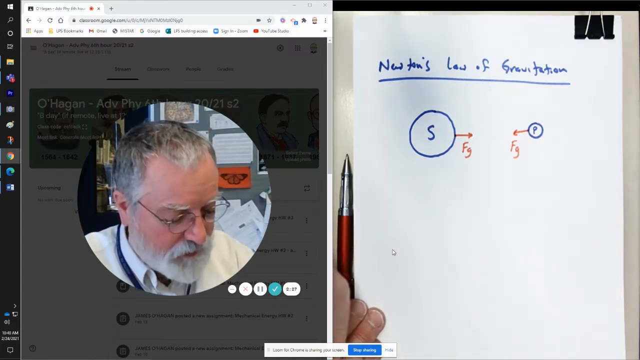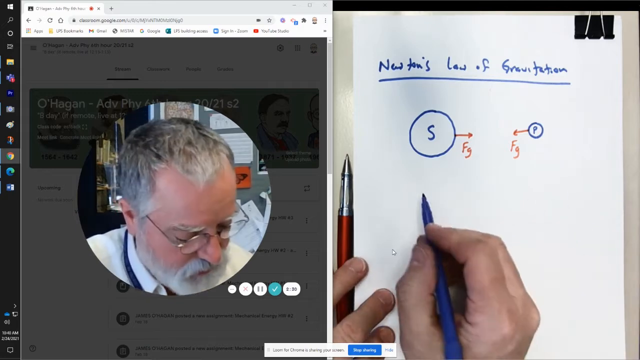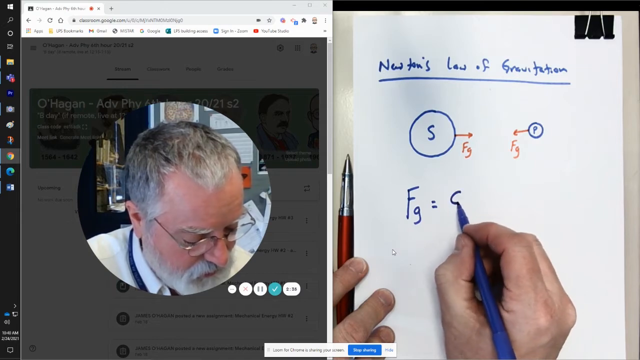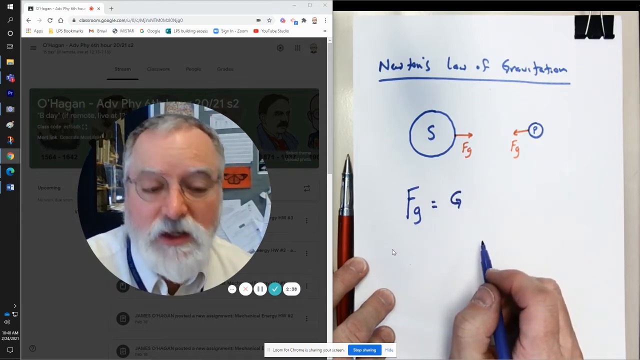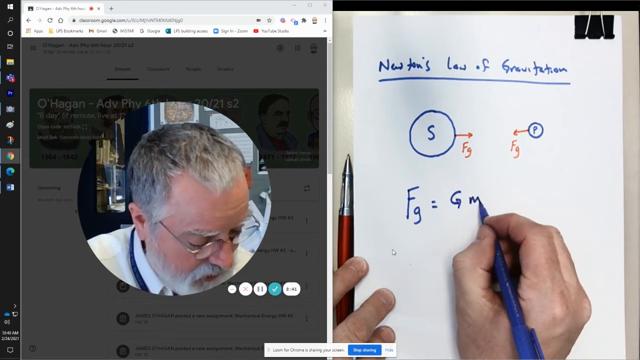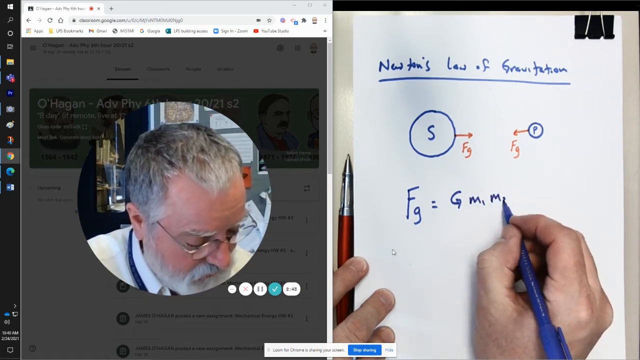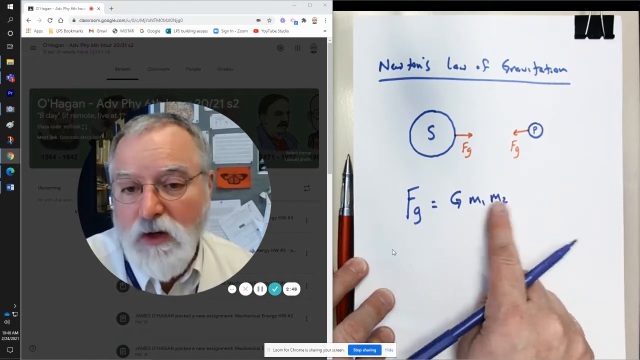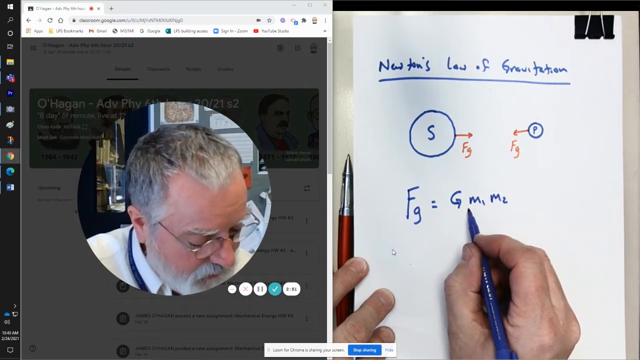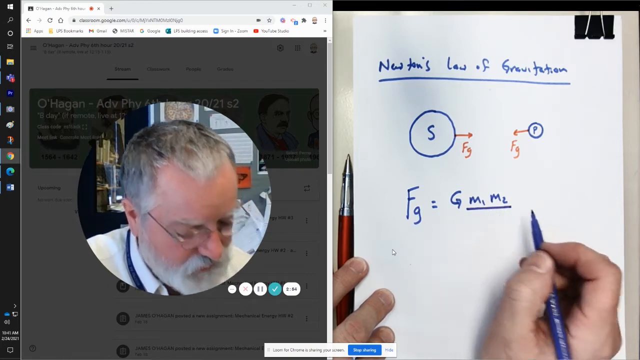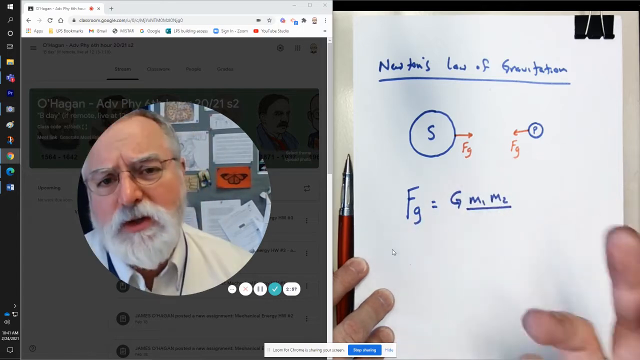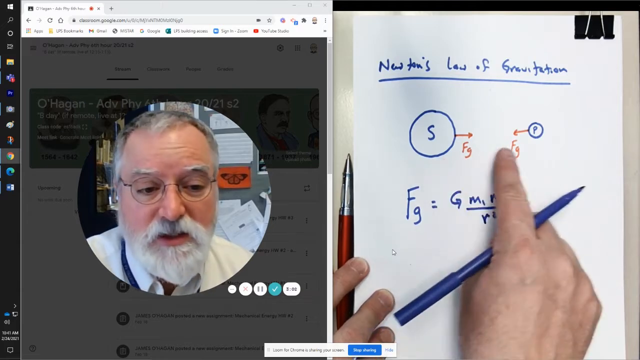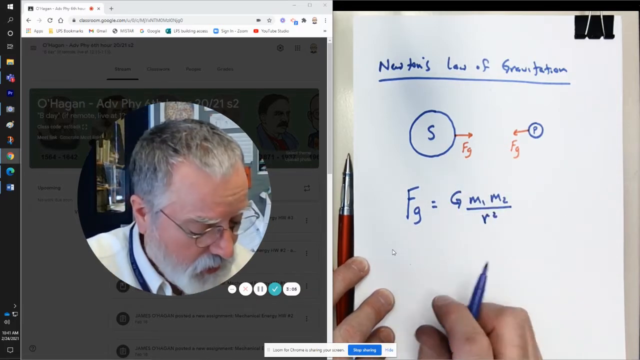Here's how you come up with this force of gravity. We had it before, just bringing it back up again. The force of gravity is equal to this thing called big G, the universal gravitational constant, times M1 times M2. M1 would be the mass of the sun in this case, and M2 would be the mass of the planet. So it's the mass of one object times the mass of the other object, divided by R squared, where R is the distance between the two objects, squared.